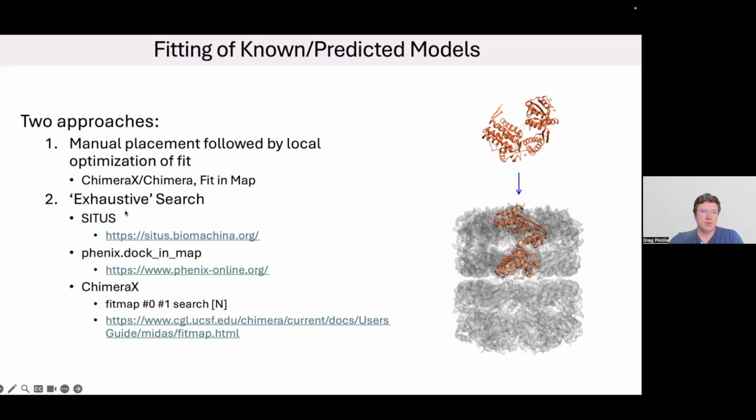With exhaustive search tools like Situs, Phenix, DockInMap, and even ChimeraX, you can go exhaustively through all the positions and orientations of the model in the map and see which one has the best score, and then look more carefully to see if that's really the correct position. It is sometimes a bit of a challenge to know if the top-scoring fit is actually the correct one, especially as you go to lower resolutions. At high resolutions, if the secondary structures match well, then you can be pretty confident that you're finding the correct position.